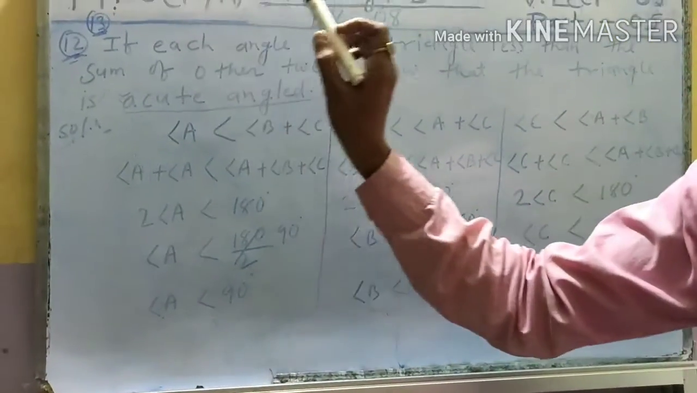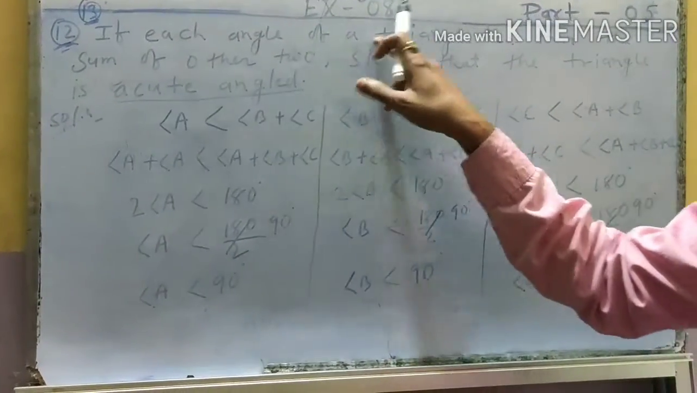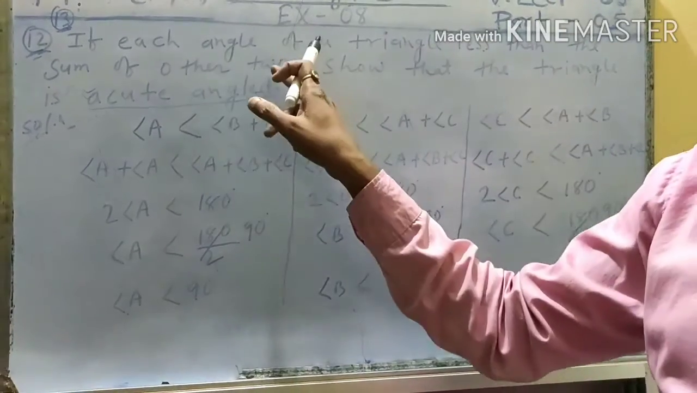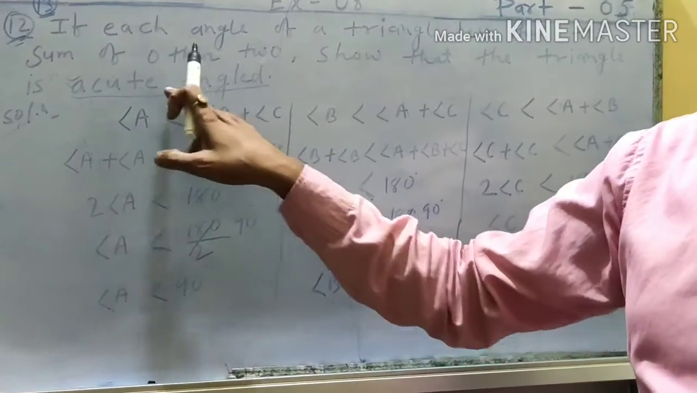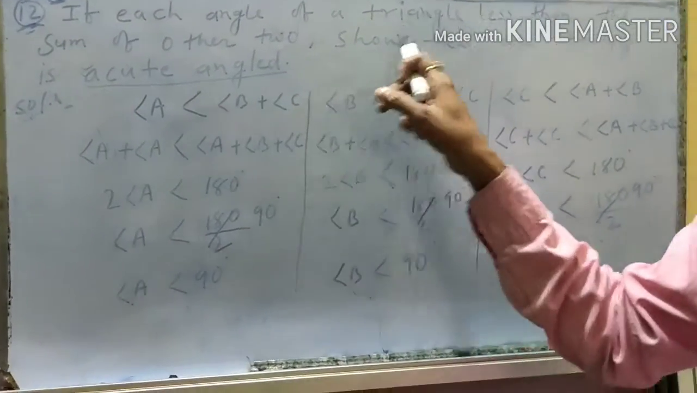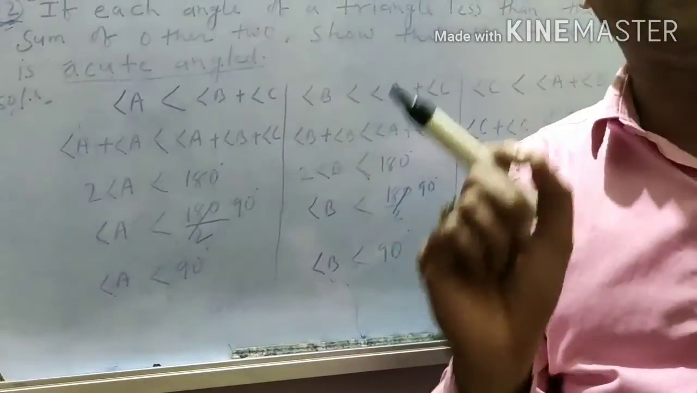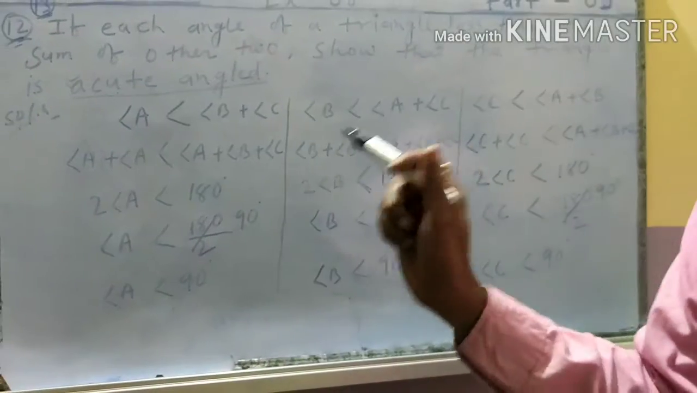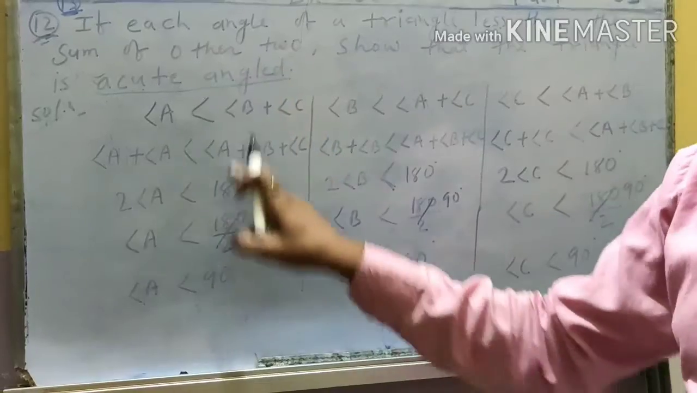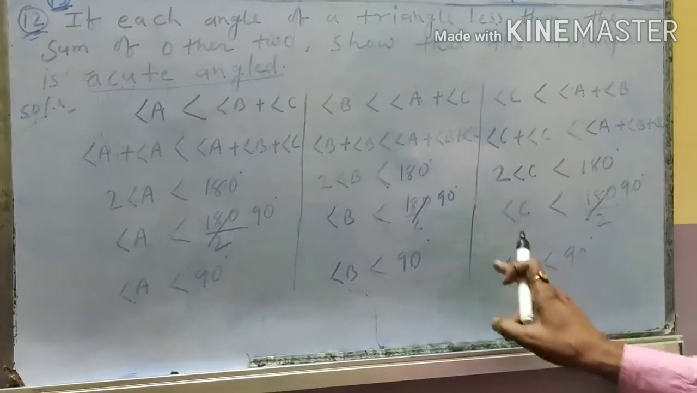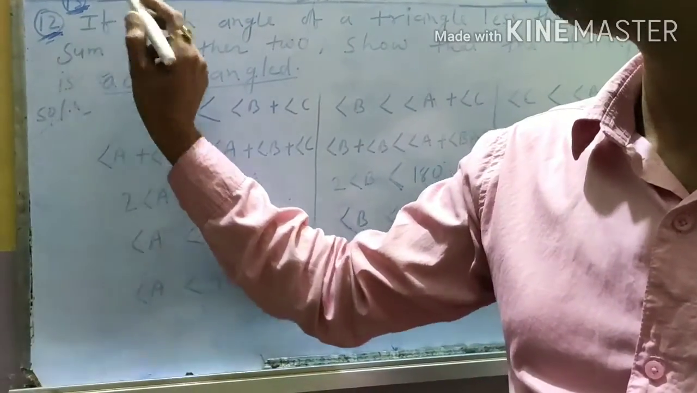But in question number 13, if each angle of a triangle is greater than the sum of the other two, in this case only one condition exists. Angle A is greater than angle B plus angle C, so the triangle is obtuse. In an obtuse case, only one angle is more than 90 degrees. So here, student, in question number 13, take only one case, either the A case, or the B case, or the C case. Okay, student, I hope question number 12 and 13 both are complete.